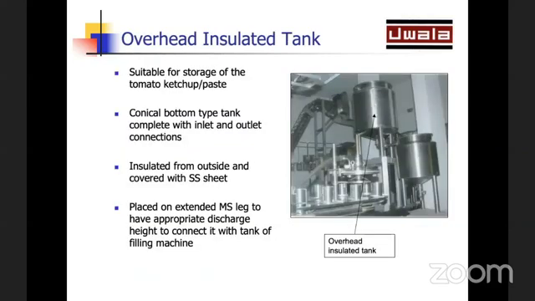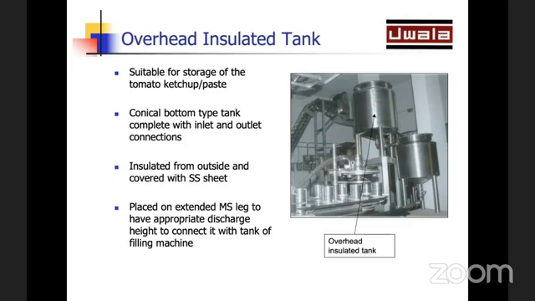So after tomato puree is made in the vacuum concentration pan, it is transferred to an overhead tank from where it can be filled either in barrels or in whatever form we want. If you want to do canning, then there are a series of machines which would be required for the canning of the tomato puree, or else we can add preservative and fill tomato puree in barrels or in bottles or whatever form we want.